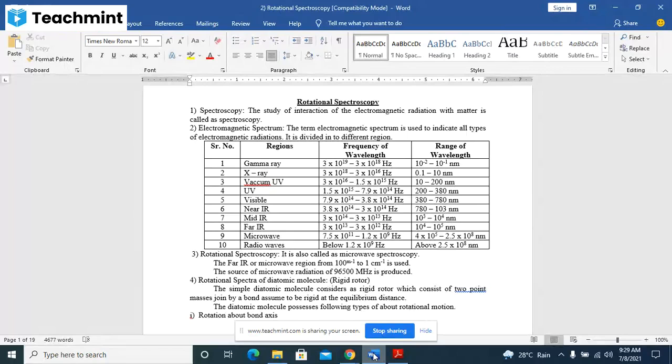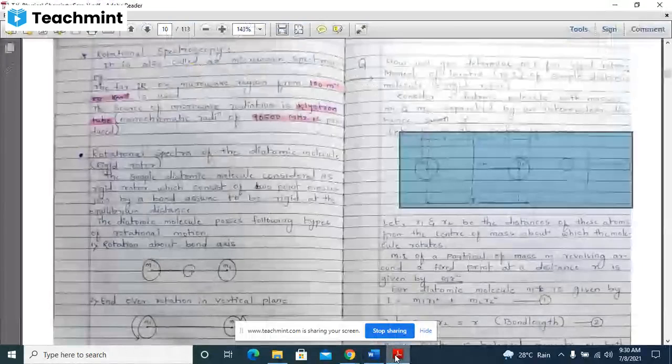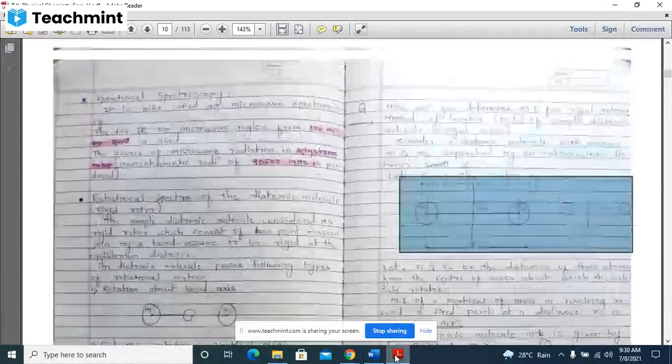Then the electromagnetic spectrum. This term is used to indicate all types of electromagnetic radiation. It is divided into different regions. The first one is the gamma ray. You can see the gamma ray has a frequency of 3 into 10 raised to 19 to 3 into 10 raised to 18 hertz. Then its wavelength is 10 raised to minus 2 to 10 raised to minus 1 second.